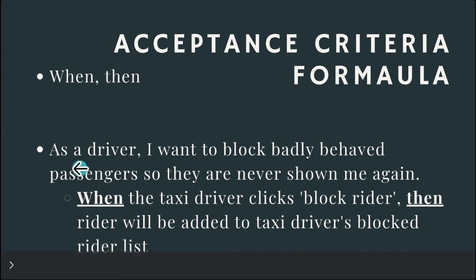So again, let's look at it. As a driver, I want to block badly behaved passengers so that they are never shown to me again. So that was the user story. And then indented, it says, when the taxi driver clicks block rider, then the rider will be added to the taxi driver's blocked rider list. And we'll see a bunch more of these in our examples.